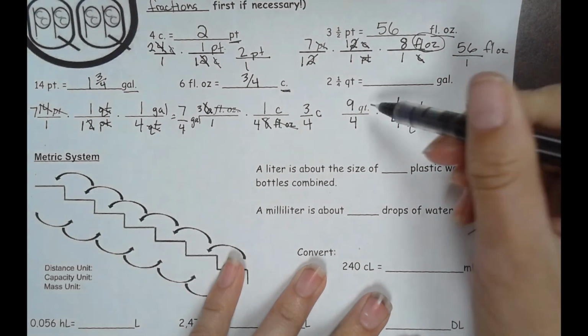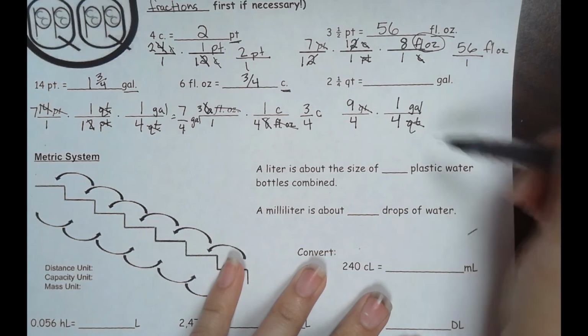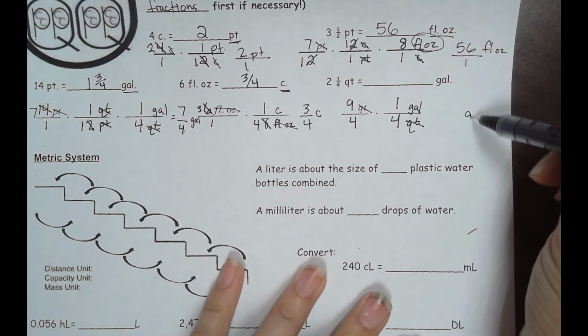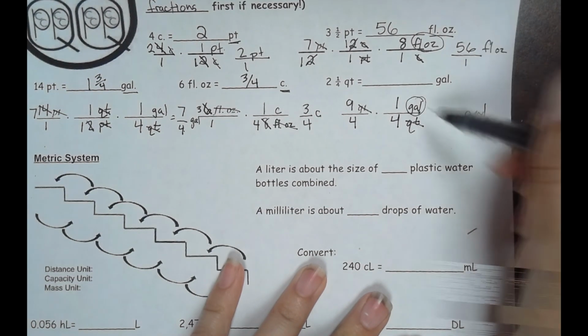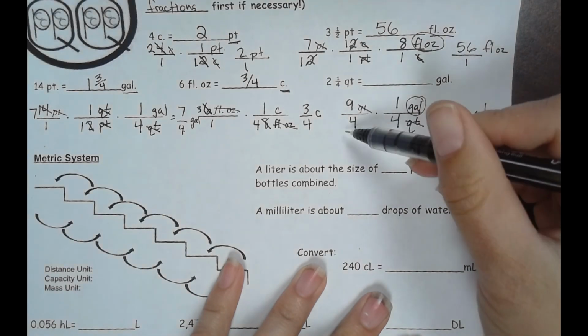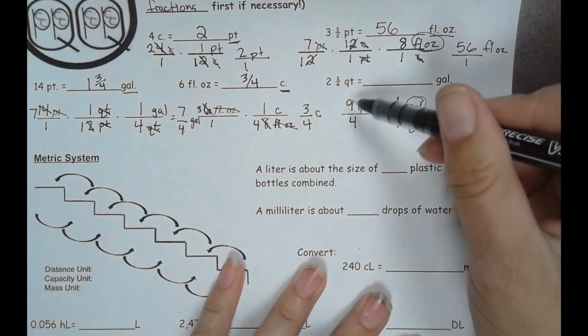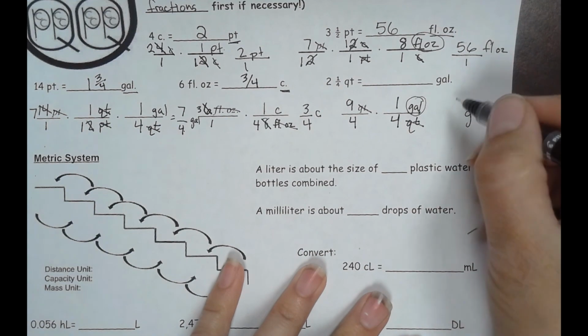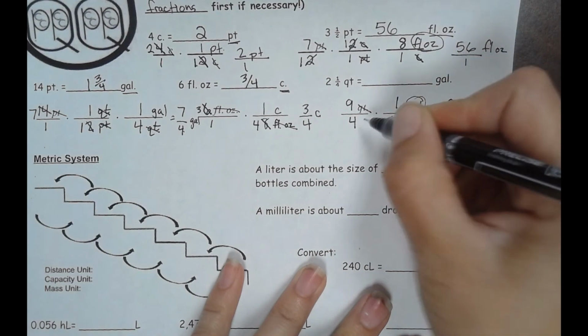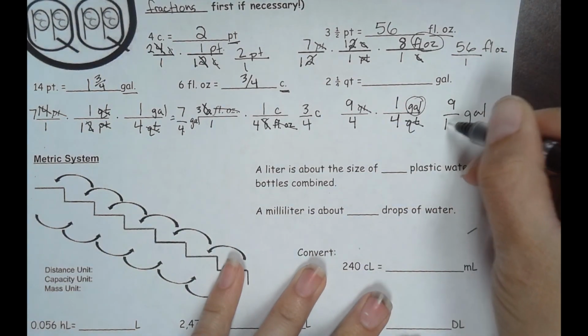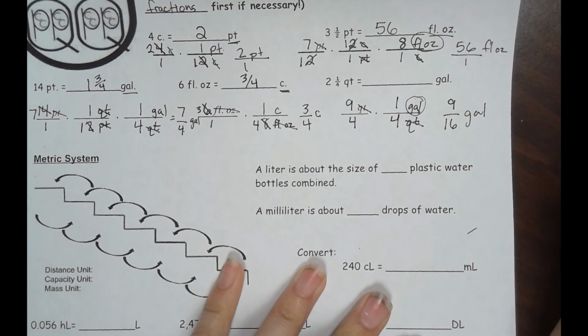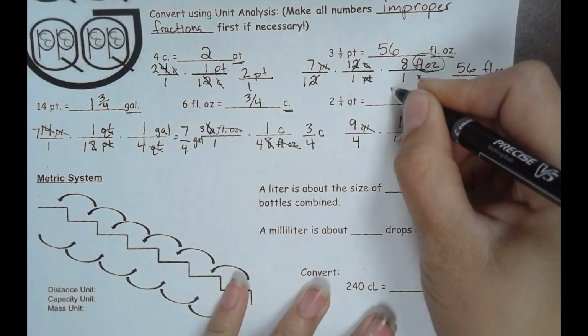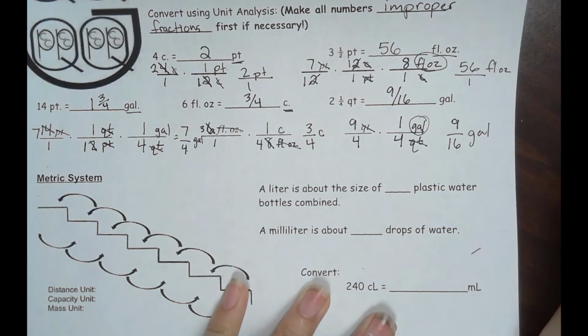Now cross-cancel if I can. Quarts cross-cancels quarts. That was what I want because I want gallons when I'm done. Cross-cancel numbers if I can. I can't, so I'm just going to multiply 9 times 1 is 9 over 4 times 4 is 16. So 9/16 of a gallon is the same as 2 1/4 quarts.